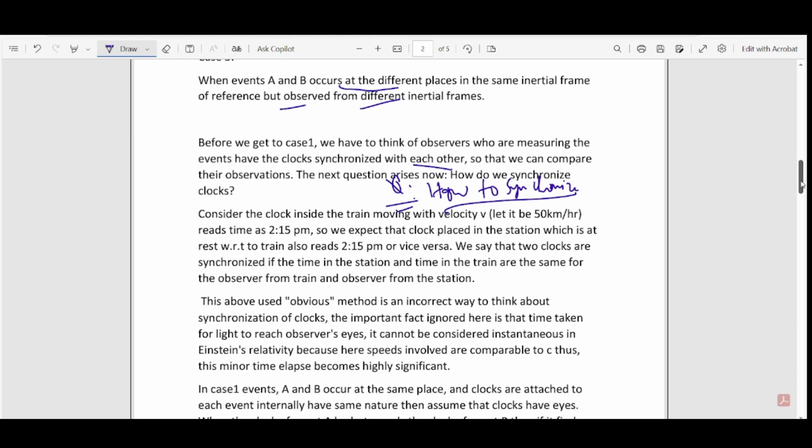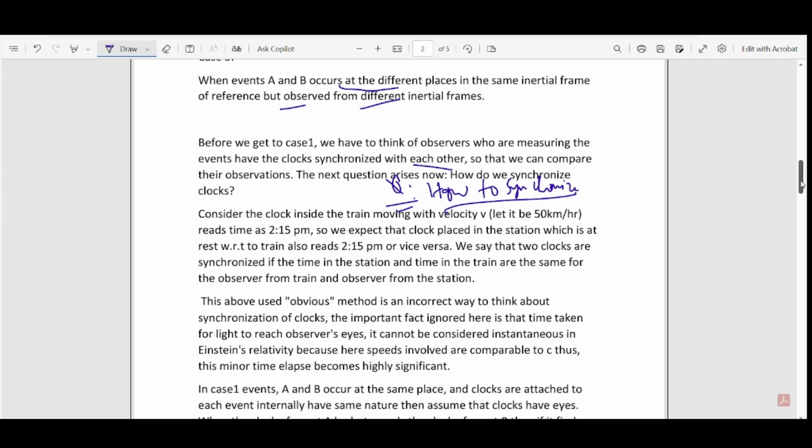But before proceeding, I want you to imagine a scenario. What if you are in a train and you see time differently compared to the station? Is it possible? My answer is that in relativity it is possible. So let us see how it is possible, but before that I am telling you that it is possible.